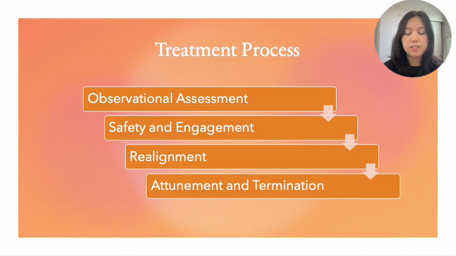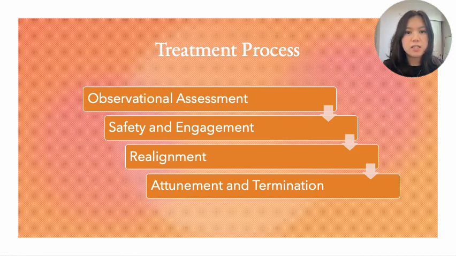So for the treatment process, there are four phases for this model. The first is observational assessment, and I'll be going over this a little bit more in depth later on. But the observational assessment is where the therapist primarily gathers information just by observing. They take a step back. They try to see where the issues lie and what their treatment goals can be.